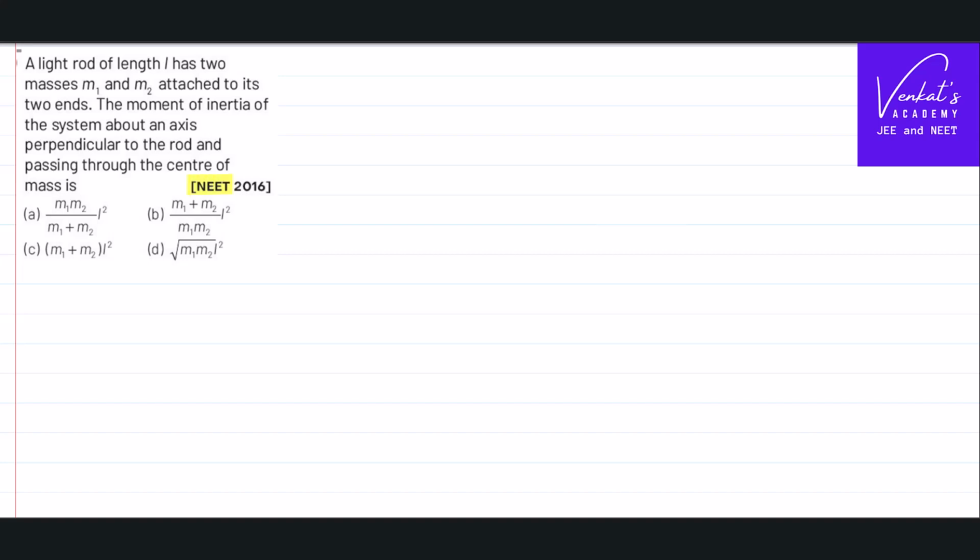This is a NEET 2016 question from rotational dynamics. The problem is like this. A light rod of length L has two masses attached to its two ends. Let us try to draw what he is saying.